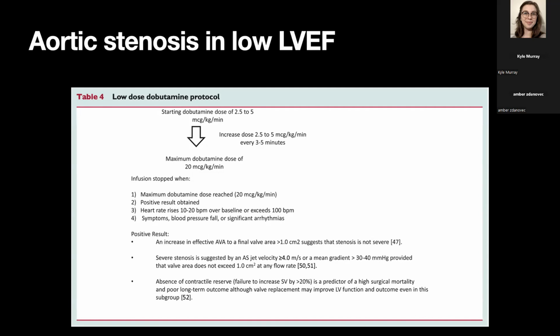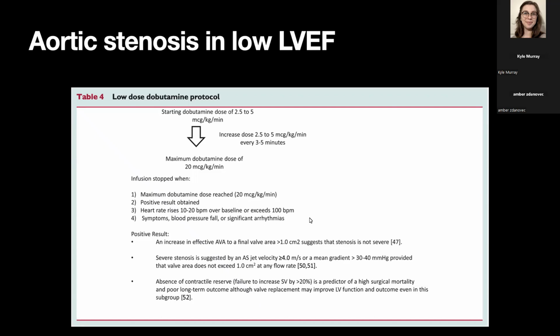The pseudo portion being, yes, your valve area is less than 1, but it's because your heart's so wimpy, not because there's fixed stenosis of your valve. So basically you just start some dobutamine until you've hit one of these 4 parameters. Either you've maxed out your dobutamine, your heart rate rises, or you're having hemodynamic compromise. Those would all be reasons to stop. But basically what you're doing is letting your heart have some more oomph.